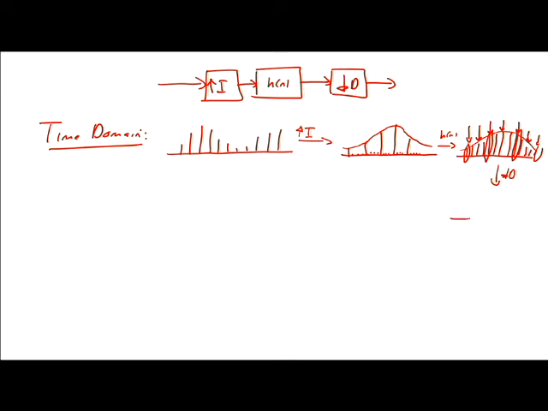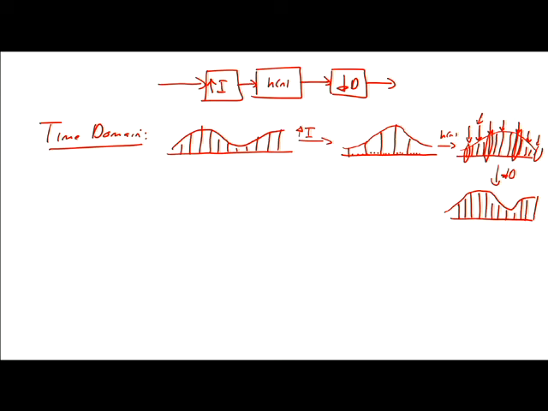So as a result, when we downsample, we have this middle one here. Again, we get the same envelope as before, but we redistribute the samples across time.